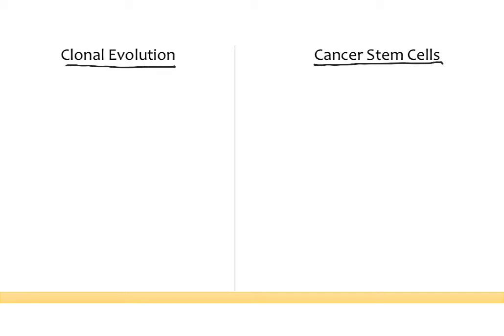So for clonal evolution, let's say that you have a solid tumor. So this is your tumor. And within this tumor, you have a number of cells. And these cells, because they're growing aggressively in an environment that doesn't really intend for them to grow aggressively, are constantly dealing with environmental stressors.